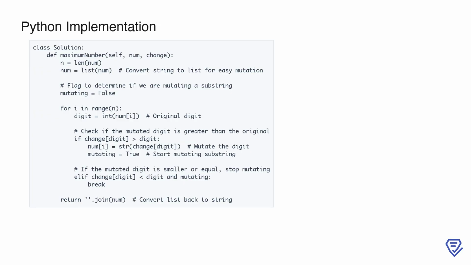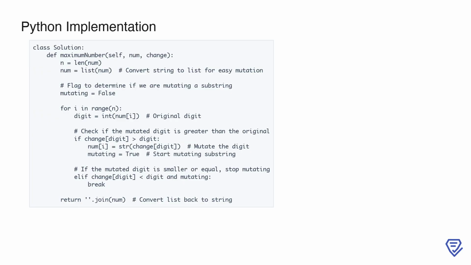2. The length of number is stored in n, and number is converted into a list to allow in-place mutation of digits. 3. A flag mutating is initialized to false to track whether we are currently mutating a substring. 4. We iterate over each digit in number using a for loop. The current character is converted to an integer and stored in digit for comparison.